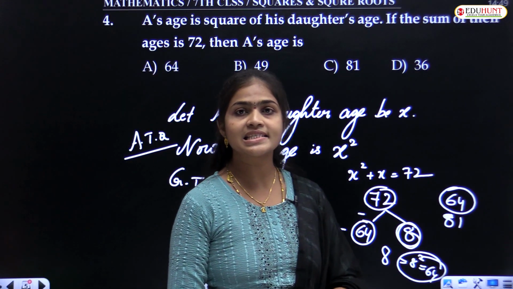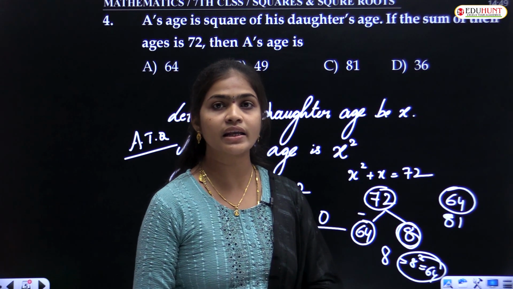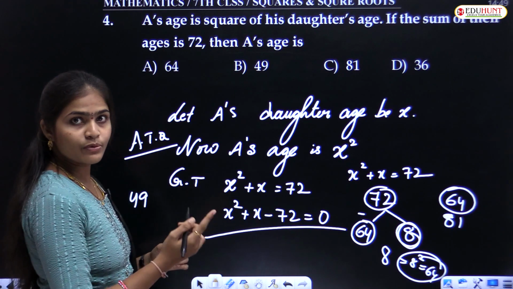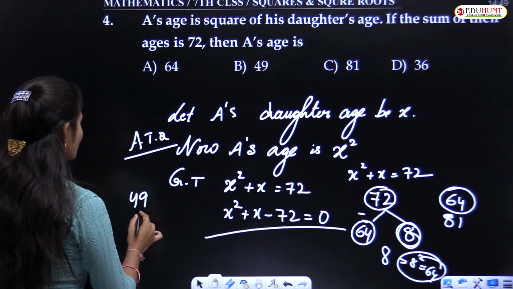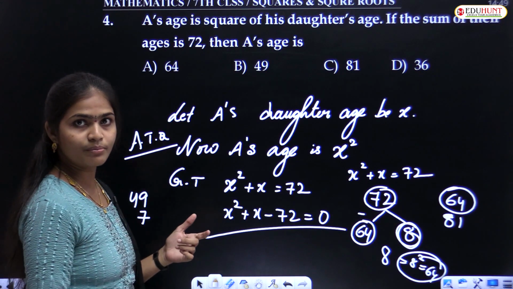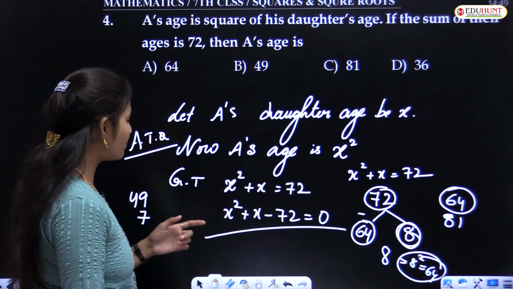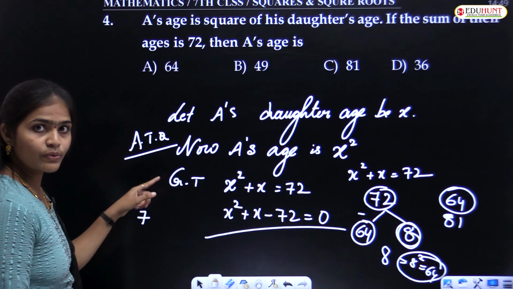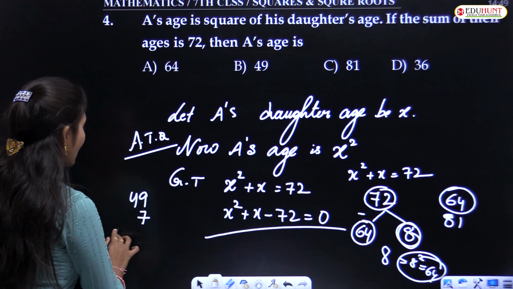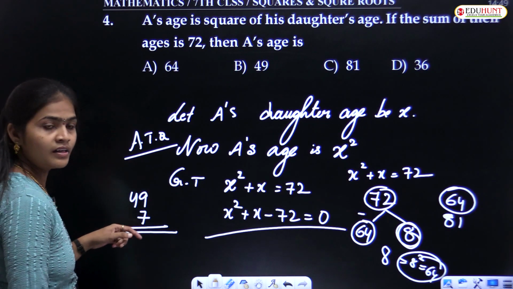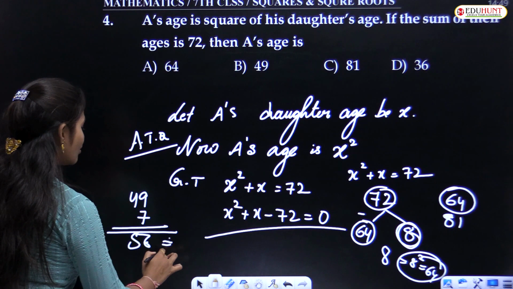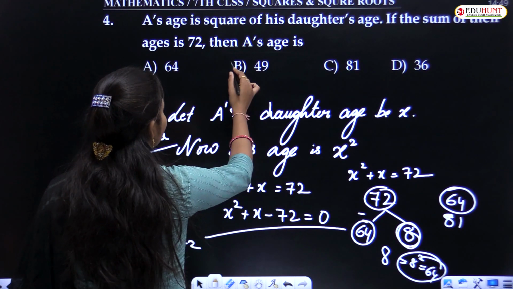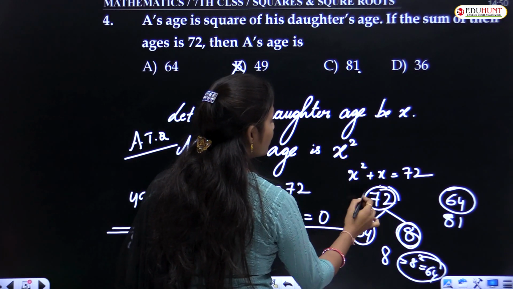Here 49 is there, next one. 49 means 7 square, its square root is 7. So if you add 7 to this number, because 7 is the age of the daughter and its square is 49, what will you get? 56. 56 is not equal to 72, so this is not satisfying. Leave that. Next 81. 81 is more than 72, so leave that.